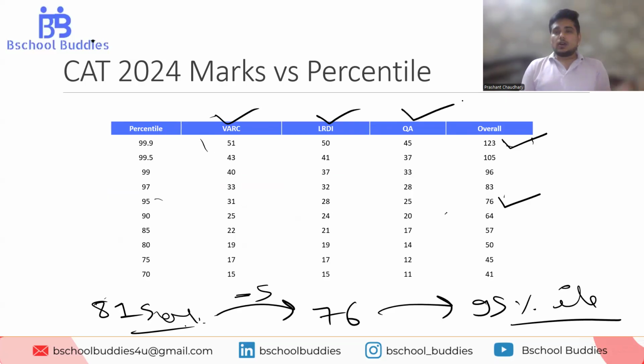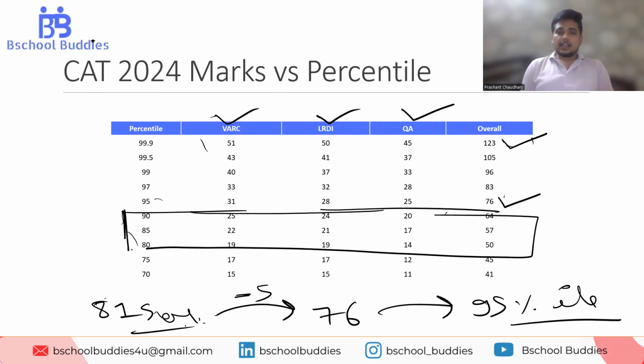If you're looking to clear all the sectional cutoffs, you need to look at these three lines. In most of the colleges, the sectional percentile cutoff is 80, but you must target 90. So it's better if you're getting 90 plus in all three sectionals. But 80 plus in all three sectionals is necessary.